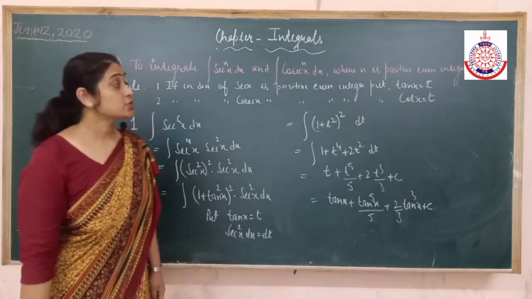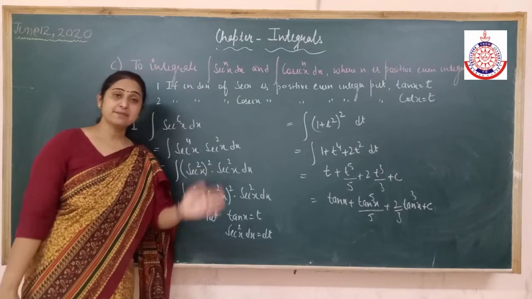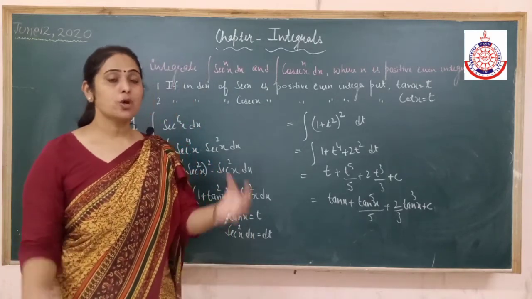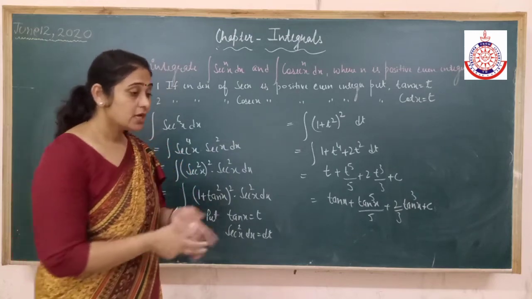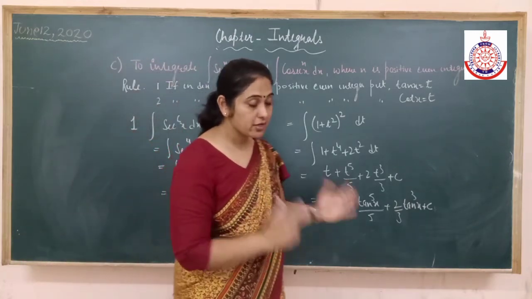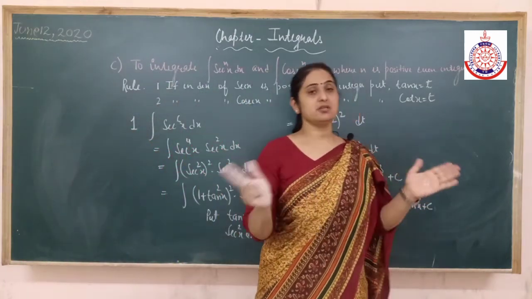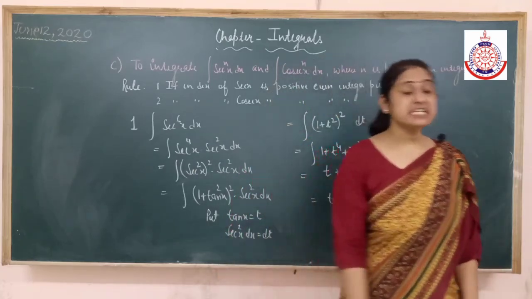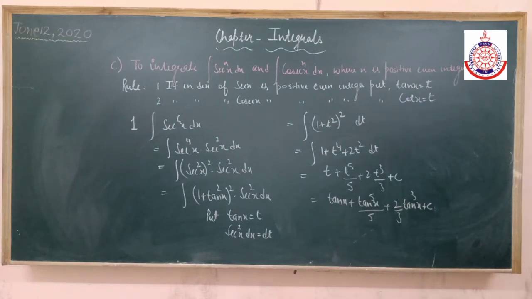Alright children, so this is what you have to do. So these three types we have done: single sine, single cos with odd powers; combinations of sine and cos, when it has even-odd, odd-even, odd-odd, even-even combinations; and the powers of secant and cosecant with a positive even integer as the index.